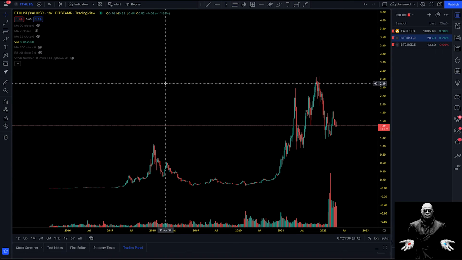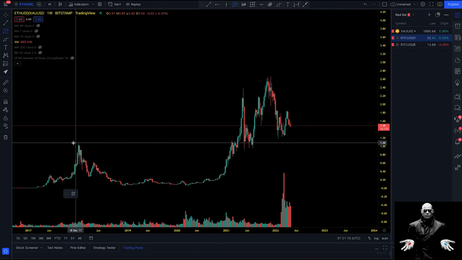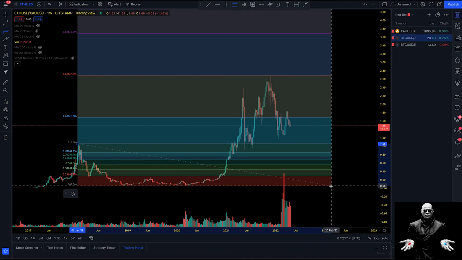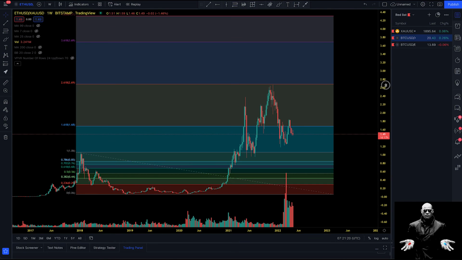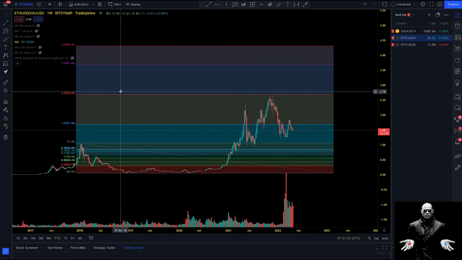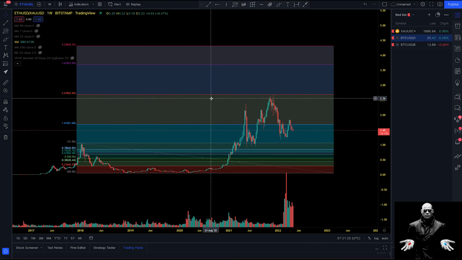Guys, we're going to be looking at the Ethereum versus gold price chart using the Fibonacci retracement tool. We'll go from the top of the previous bull run for Ethereum versus gold to the bottom of the bear market for Ethereum versus gold. And guys, you can notice a very interesting relationship right here. You can see that on the Ethereum versus gold price chart, we did not pass the 2.618 level. So we have three levels right now.